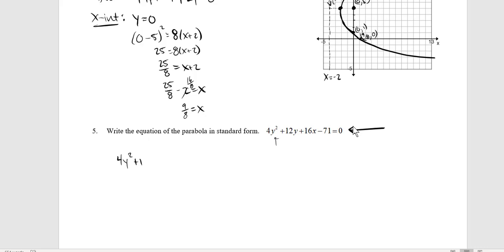I will group the y stuff together. I'll move the constant to the other side. That's how I like to deal with this. Factor out the squared coefficient. And think about what we have to do. We have to add half this linear coefficient squared. So 1/2 of 3 squared needs to be added back on here.